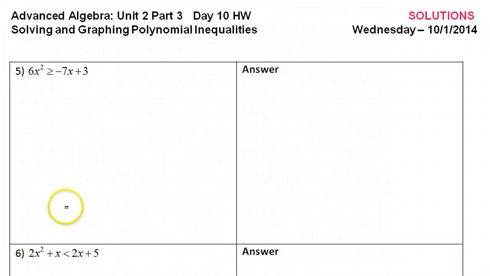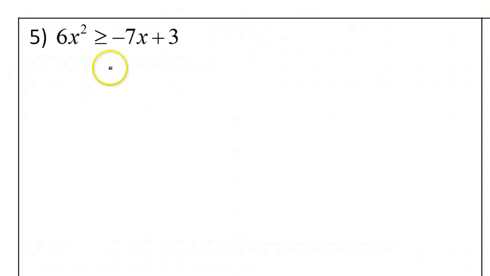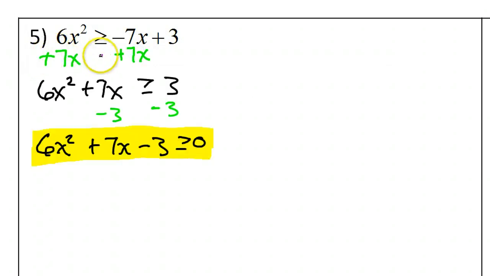Alright guys, this is part 3 of our lesson on solving and graphing polynomial inequalities. Alright, so let's pick up with number 5. Our first step will be to get 0 on the right hand side. So I'm going to add 7x to both sides. This is the inequality that we're going to work with for the rest of the problem.